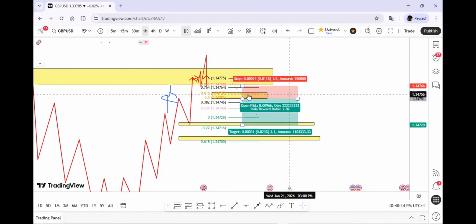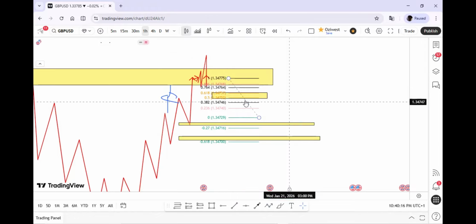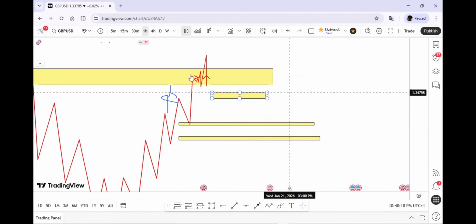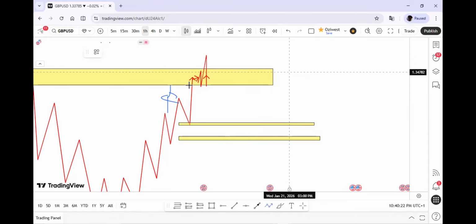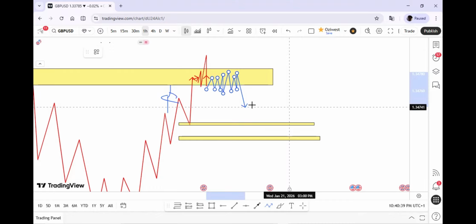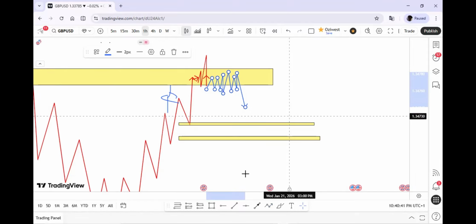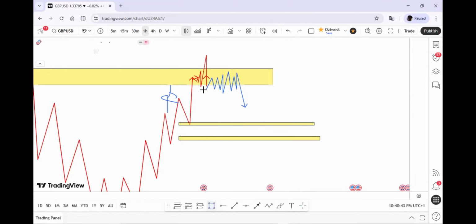Now let's do a consolidation setup. The price is at a 4-hour level of resistance and it starts to consolidate. Price starts to consolidate. What you do is wait for price to break that consolidation. See, you have a clean breakout there.